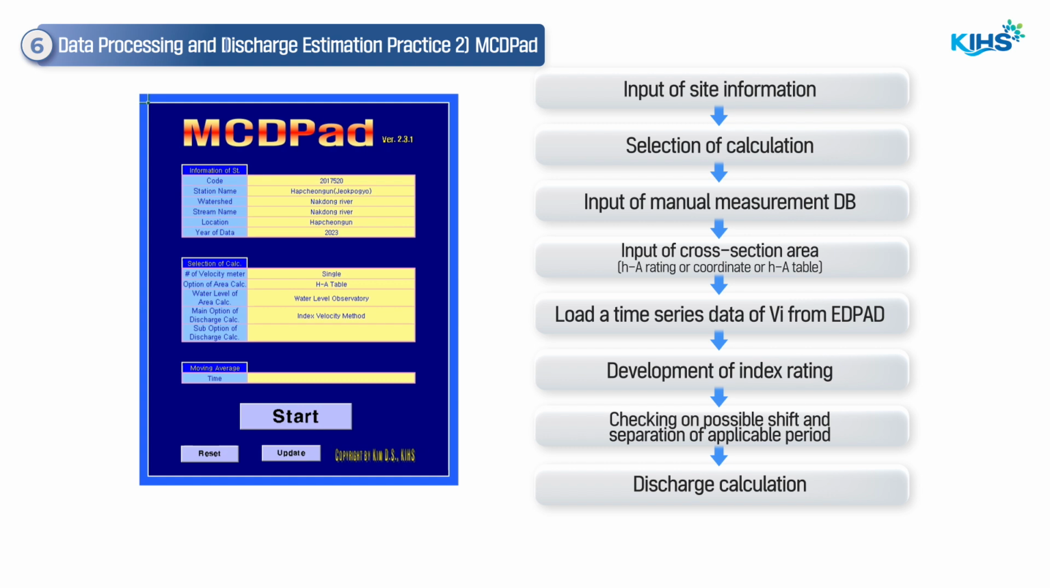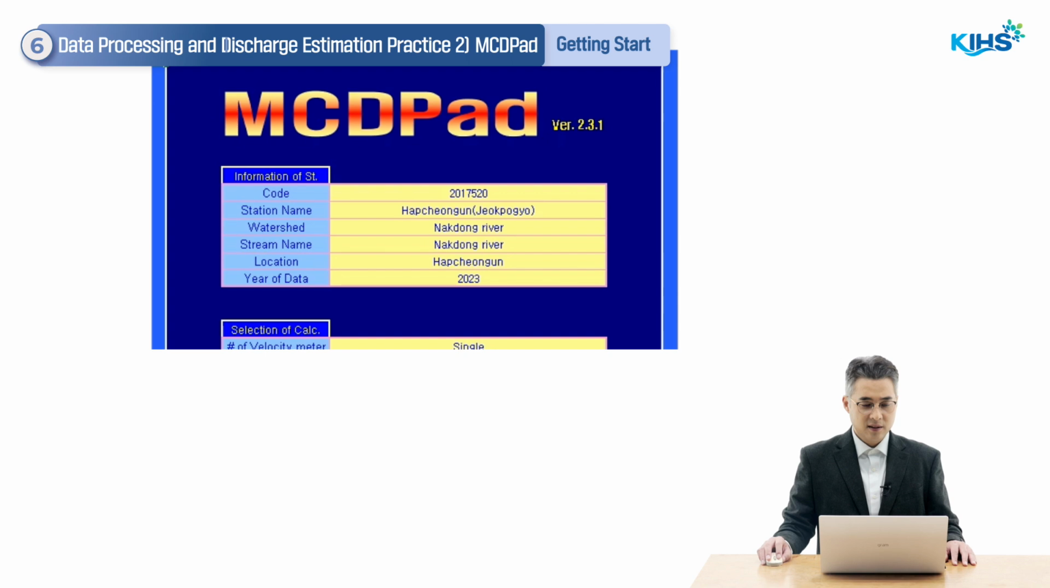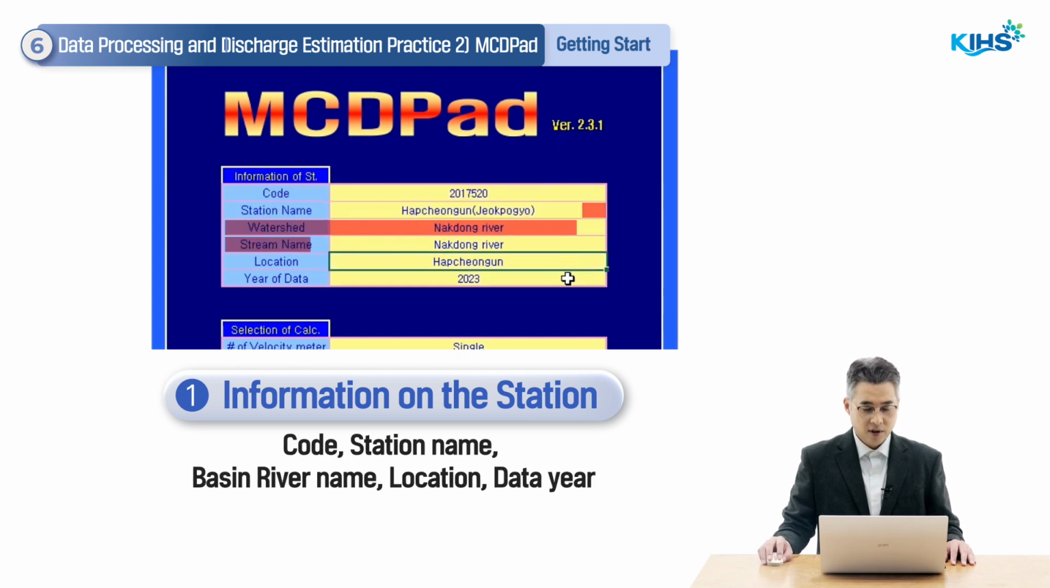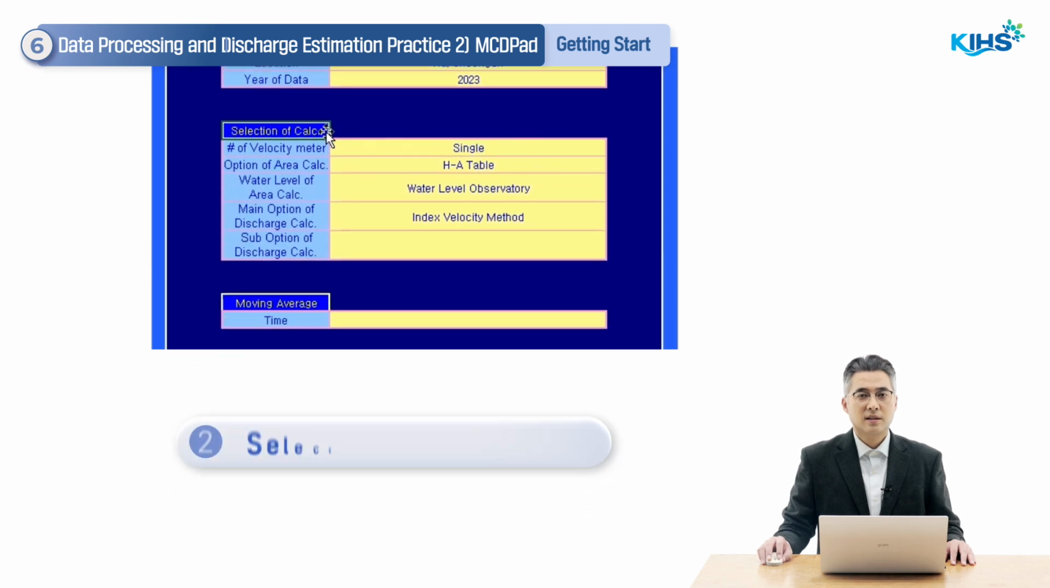Now, let's begin. The start sheet is where information required for discharge estimation is entered. Please follow along and enter the values as demonstrated. First, enter the station information, including the code, station name, basin, river name, location, and data year.